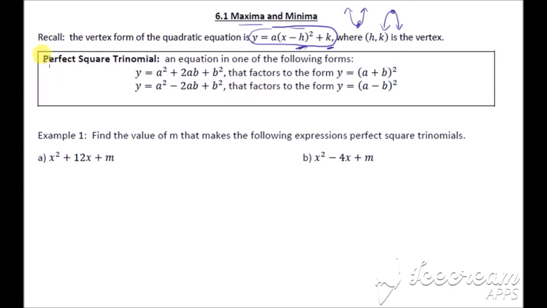As a little bit of a recall, a perfect square trinomial is an equation in one of the following two forms. If we expand a plus b squared or a minus b squared, we would get these as the expansion. That's what we're going to focus on making the equation look like. If you take a look at that x minus h squared, that looks exactly like we have here, that factored form.